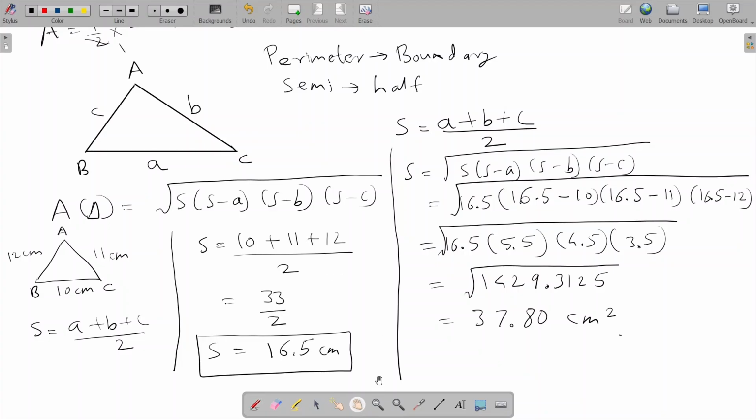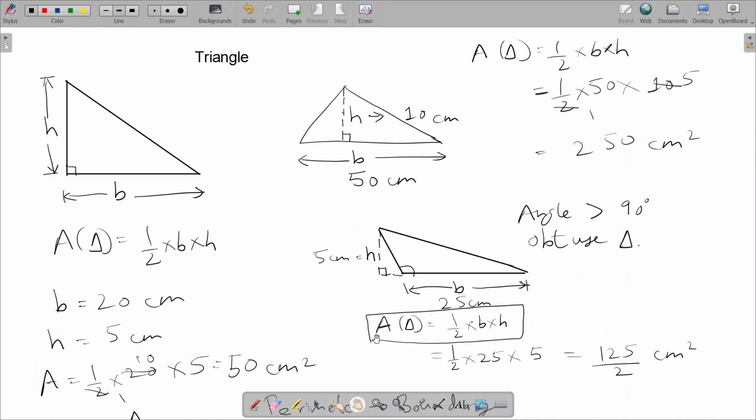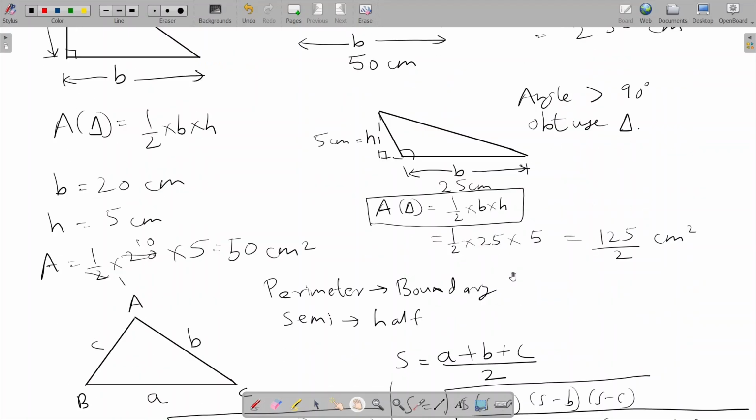So I'll again repeat. In a triangle, there are two main formulas. Area of a triangle is half into base into height. The height is always perpendicular, and if the triangle is an obtuse triangle, take the height of the triangle, but take the base as only the side of the triangle. Don't take the full length from here to here. Take only from here to over here.